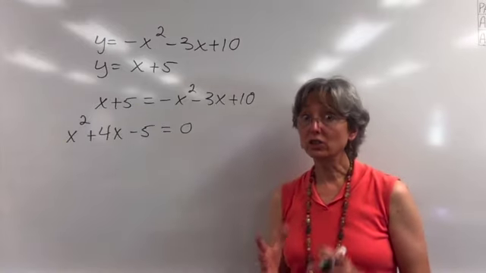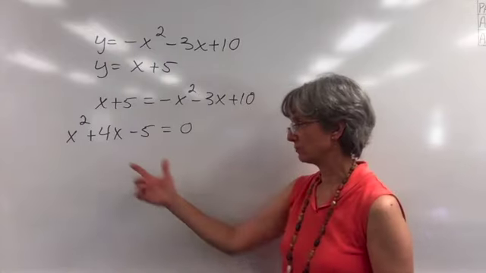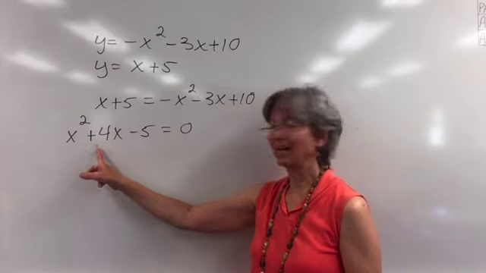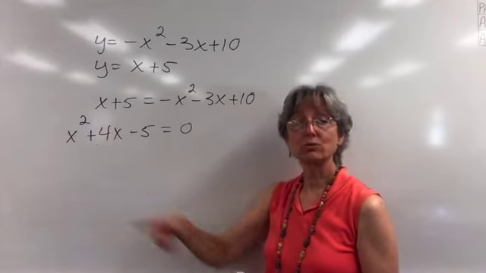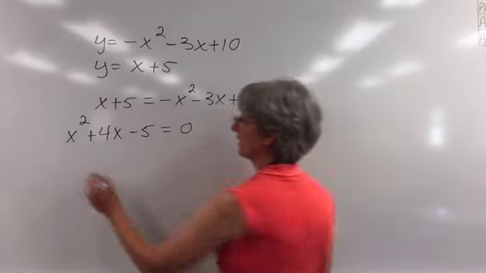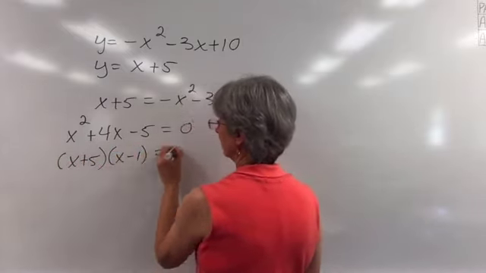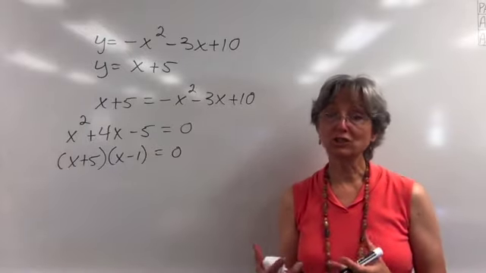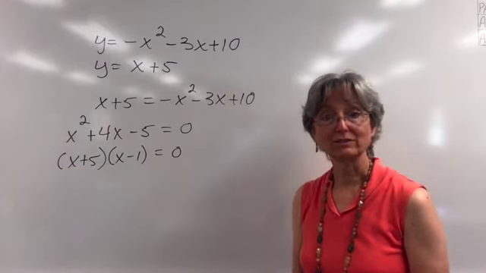Now I'm going to look to see if I can factor. If I can't, I'll use the quadratic formula, but there are two numbers that multiply to be -5 and add up to be +4, and that would be 5 and -1. So this factors to be x plus 5, x minus 1. So now that means my solutions are -5 and +1.